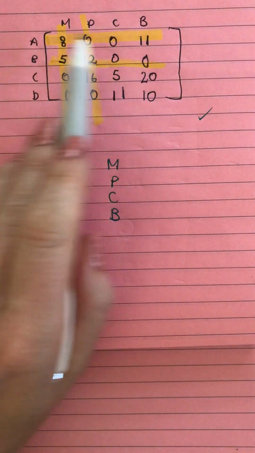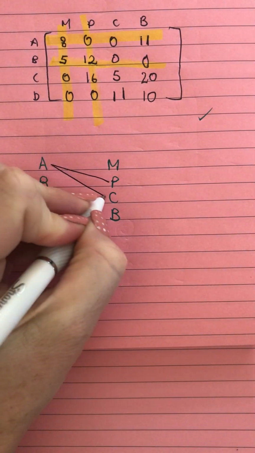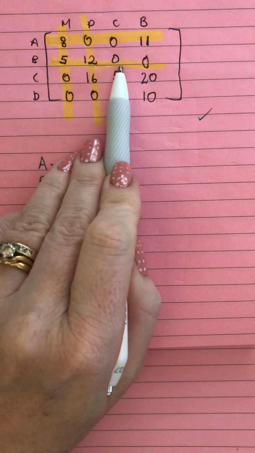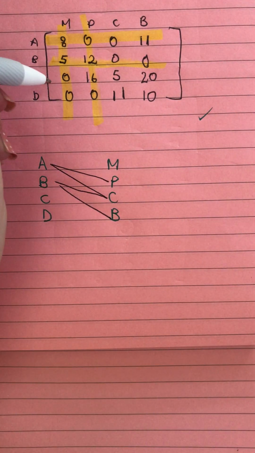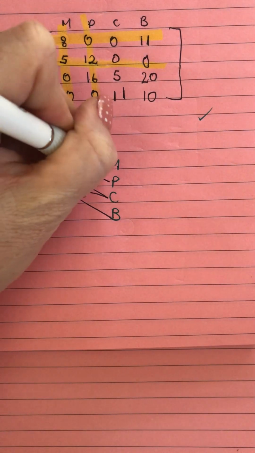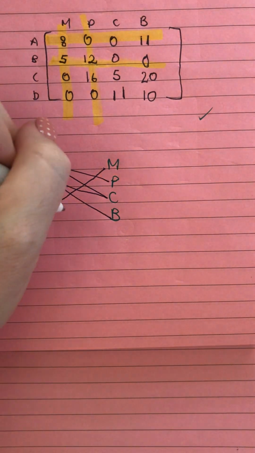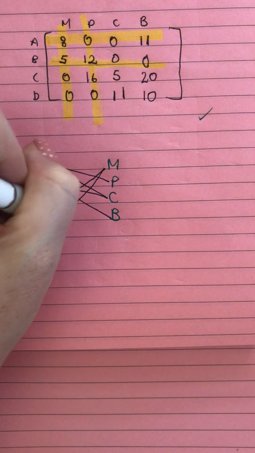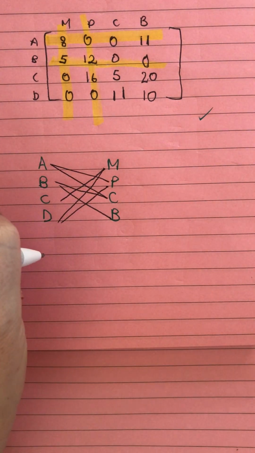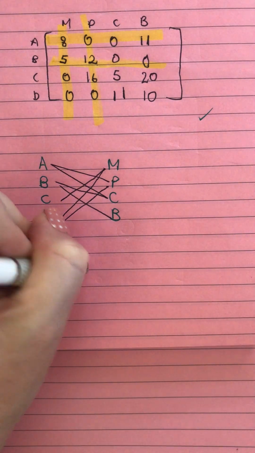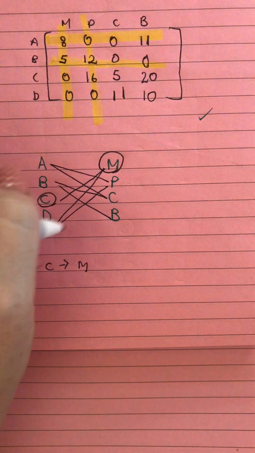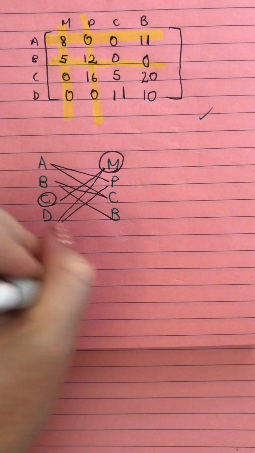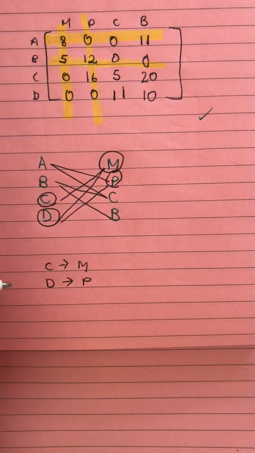Looking along the line, the A can join to P or C. So I'm going to put P, C joined up there. B can join to C or B. Then I've got C can only go to M. And D can go to M or P. So straight away I know that C has to go to M. So I've used those two. Then because D can only go to M or P, I know that D has to go to P. And then I've used those two.